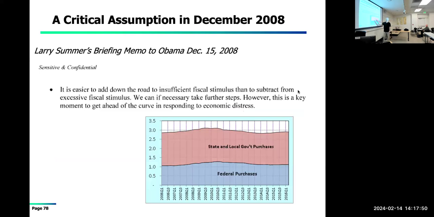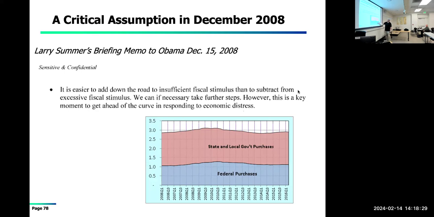And here is where you really see it. Larry Summers, very famous economist, was in the Obama administration. He wrote a briefing memo, which I got a copy of. He said to Obama in early 2009, it is easier down the road to subtract from insufficient fiscal stimulus than to subtract it from excess fiscal stimulus. We can, if necessary, take further steps. That was the assumption. And they lost control over Congress in 2010, and it didn't happen.